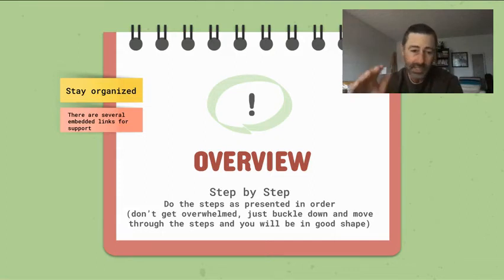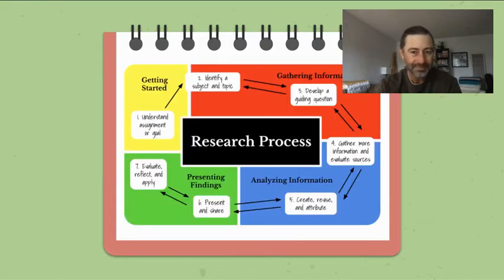So, overview. Again, you have access to all of these slides if you want to work ahead. They've got links embedded, all kinds of good stuff, but we're just going to go through. I recommend you go through these slides step by step. Do them in order. Don't get overwhelmed. 8 sources isn't that many because we've got plenty of time. So stay focused. Don't procrastinate. You'll do just fine. Remember the research process.